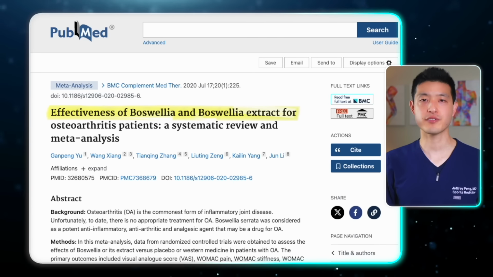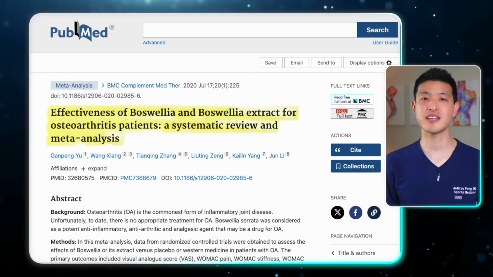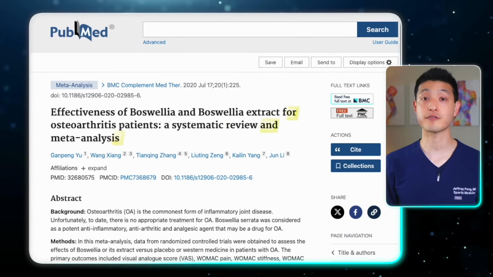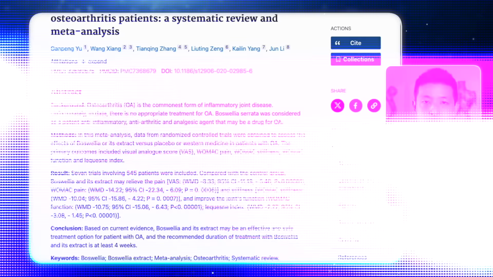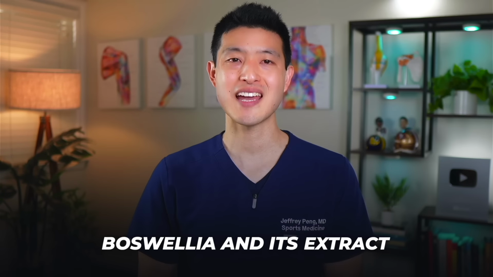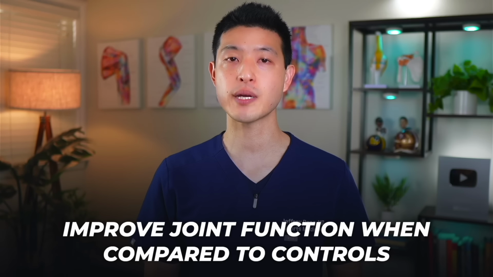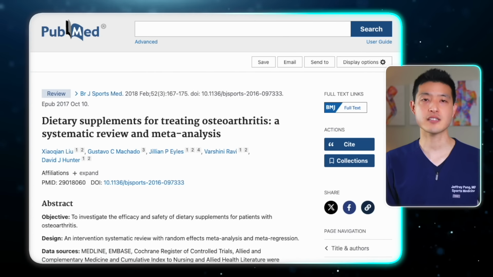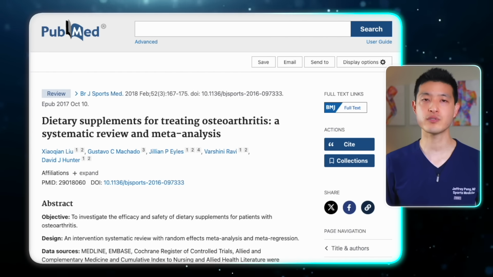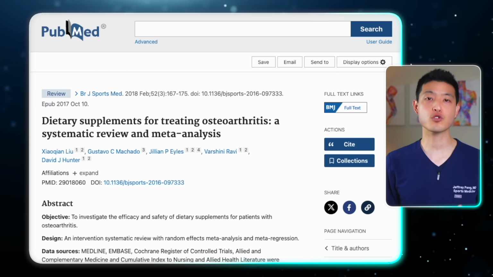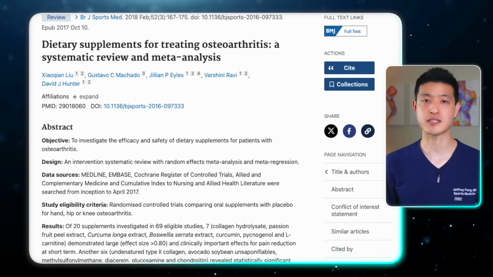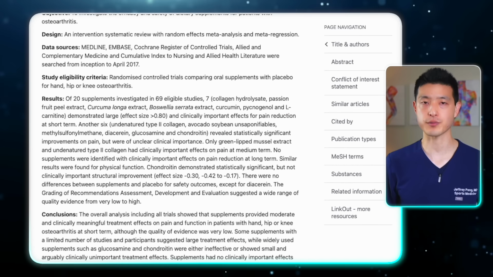This systematic review and meta-analysis examined the effectiveness of Boswellia serrata for the treatment of osteoarthritis. The researchers found that Boswellia and its extract can reduce pain, reduce stiffness, and improve joint function when compared to controls. The results of this study were consistent with a prior 2018 study that looked at over 20 commonly used supplements to treat symptomatic osteoarthritis.